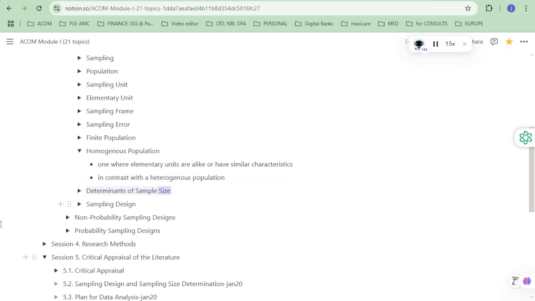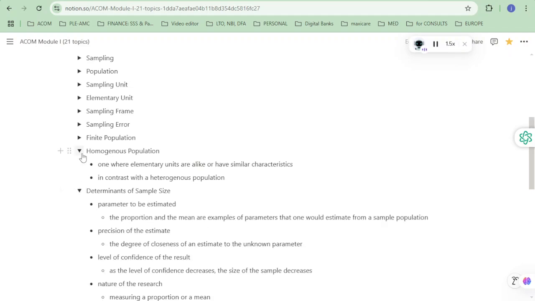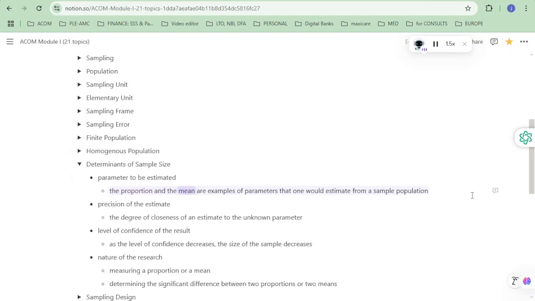Determinants of sample size. Parameter to be estimated: the proportion and the mean are examples of parameters that one would estimate from a sample population. Precision of the estimate: the degree of closeness of an estimate to the unknown parameter. Level of confidence of the result: as the level of confidence decreases, the size of the sample decreases. Nature of the research: measuring a proportion or a mean, or determining the significant difference between two proportions or two means.